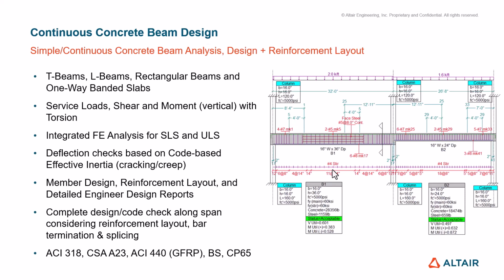We also get member design and reinforcement layouts and reports. So we get complete member design and code checks along the span of the beam, accounting for reinforcement layouts and splicing, moments, shear, torsion envelopes. And the reports that are generated look very similar to S-Concrete with the same level of detail and include the code details for the controlling loads for each span on the beam as well. And we get into a variety of different design codes as well. We have the latest ACI codes, latest CSA codes. We also support the ACI 440 code for GFRP design, amongst others.